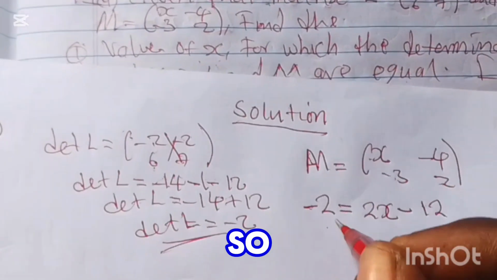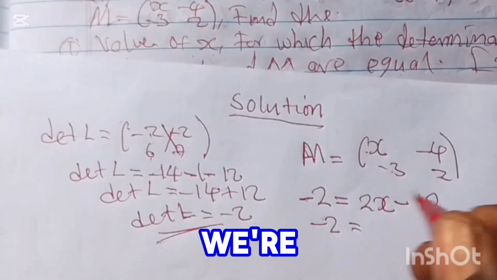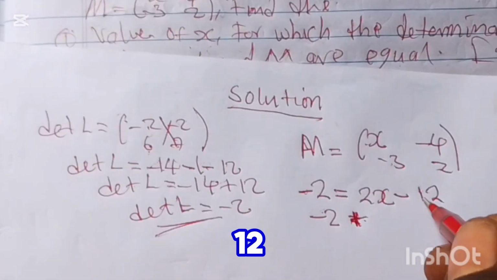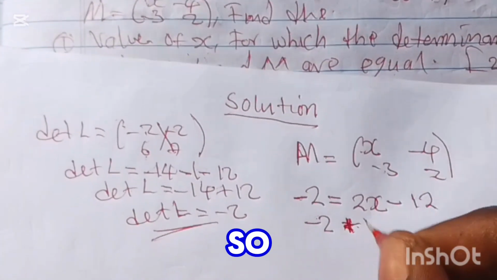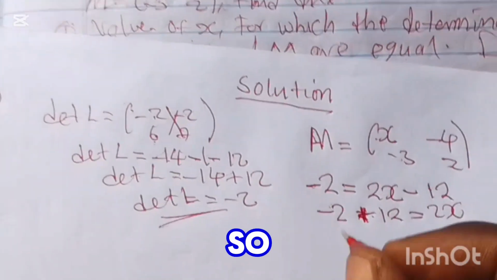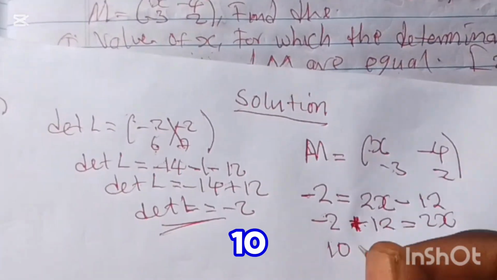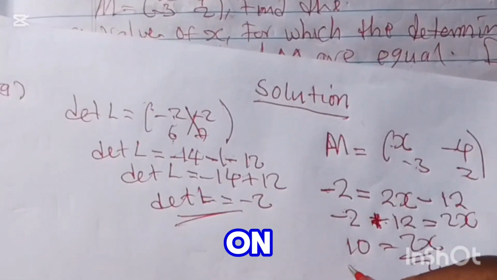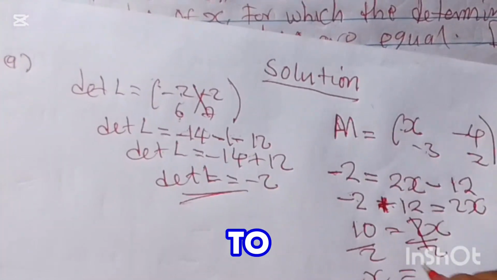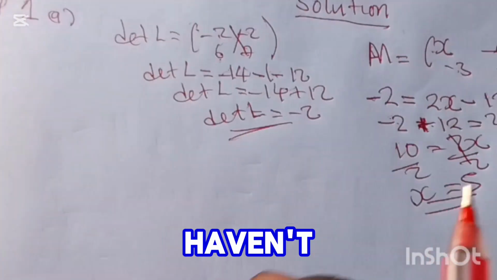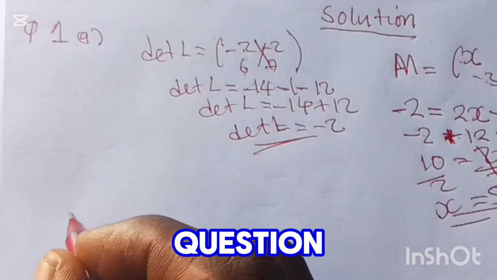So -2 is equal to 2x minus 12. We put the numbers together here: when 12 crosses the equal sign it has a positive sign. So 12 minus 2 is equal to 2x, which gives 10 is equal to 2x. Divide by 2 to remain with the x. So x is equal to 5. So this is the answer. If you haven't understood, please click on the comment box. So let's proceed to question number 1b.